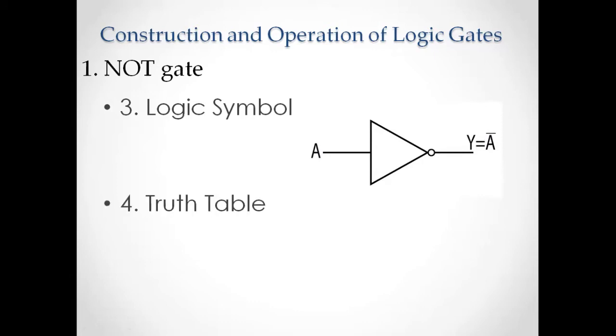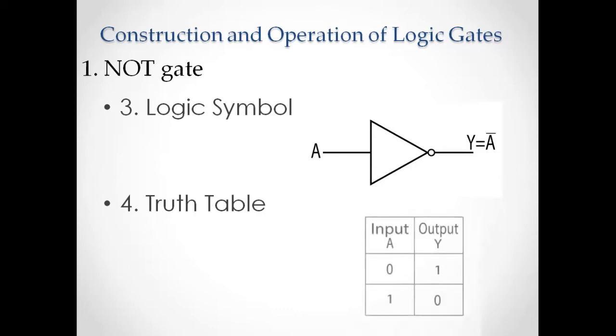Then comes the truth table. What is a truth table? A truth table is a table of values showing the possible inputs and the corresponding outputs of a logic. The truth table of a NOT gate is this. You can imagine only two inputs, 0 or 1. And when the input is 0, the output will be 1. When the input is 1, the output will be 0.